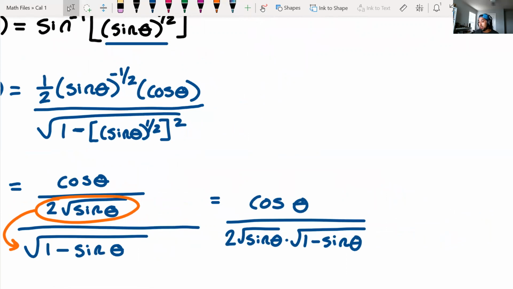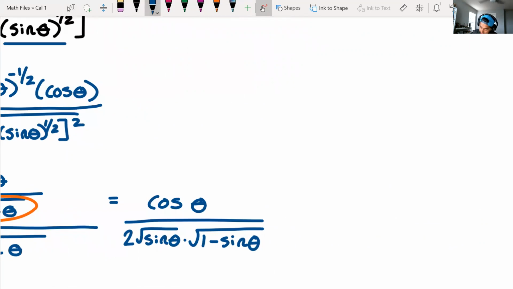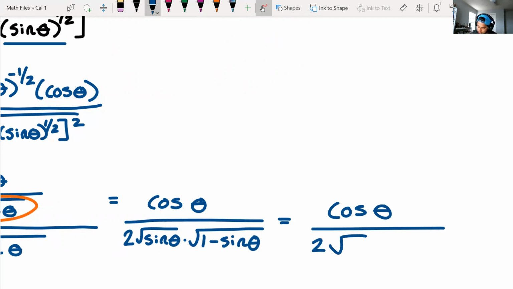Okay. Now, can I combine those radicals? I'm gonna say no. Well, are they the same type of radical, like power-wise? Yes. So I can definitely put those radicals together, which means we're going to get cosine theta over 2 times the square root of sine theta times 1 minus sine theta. And not much we can do there.